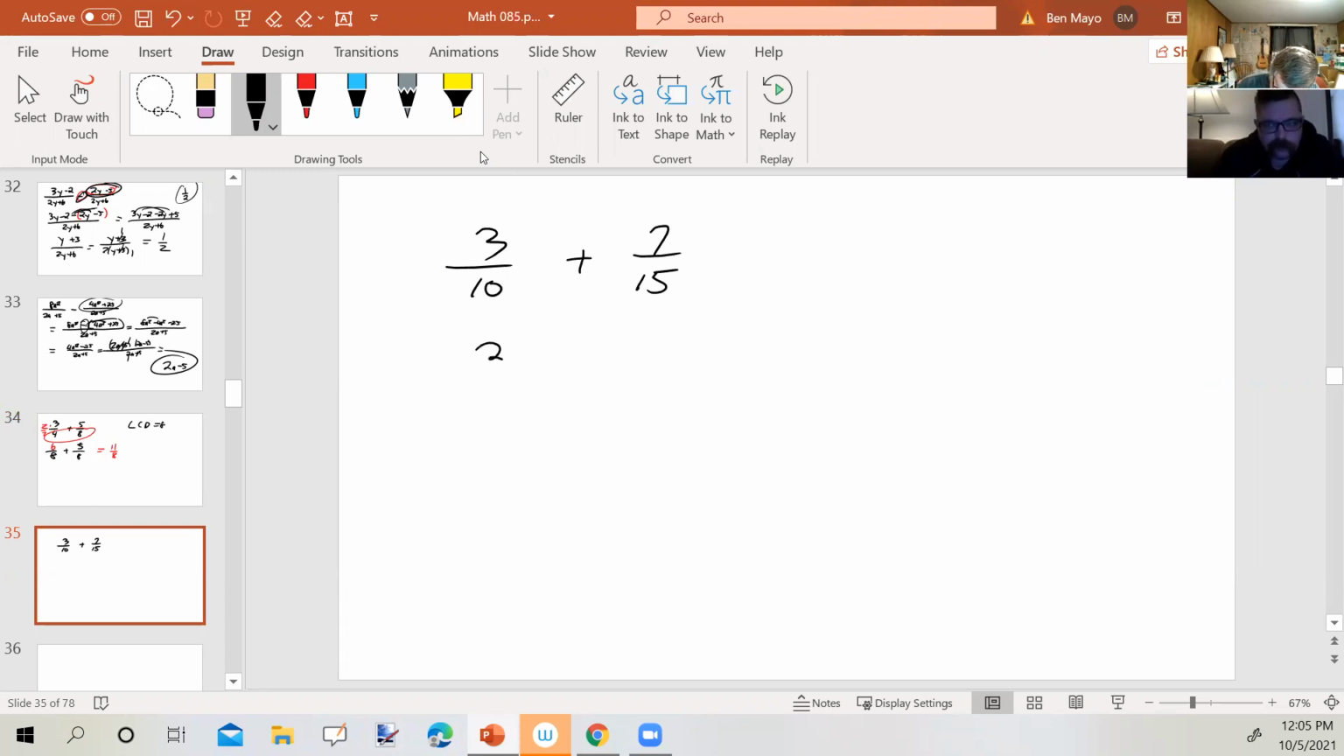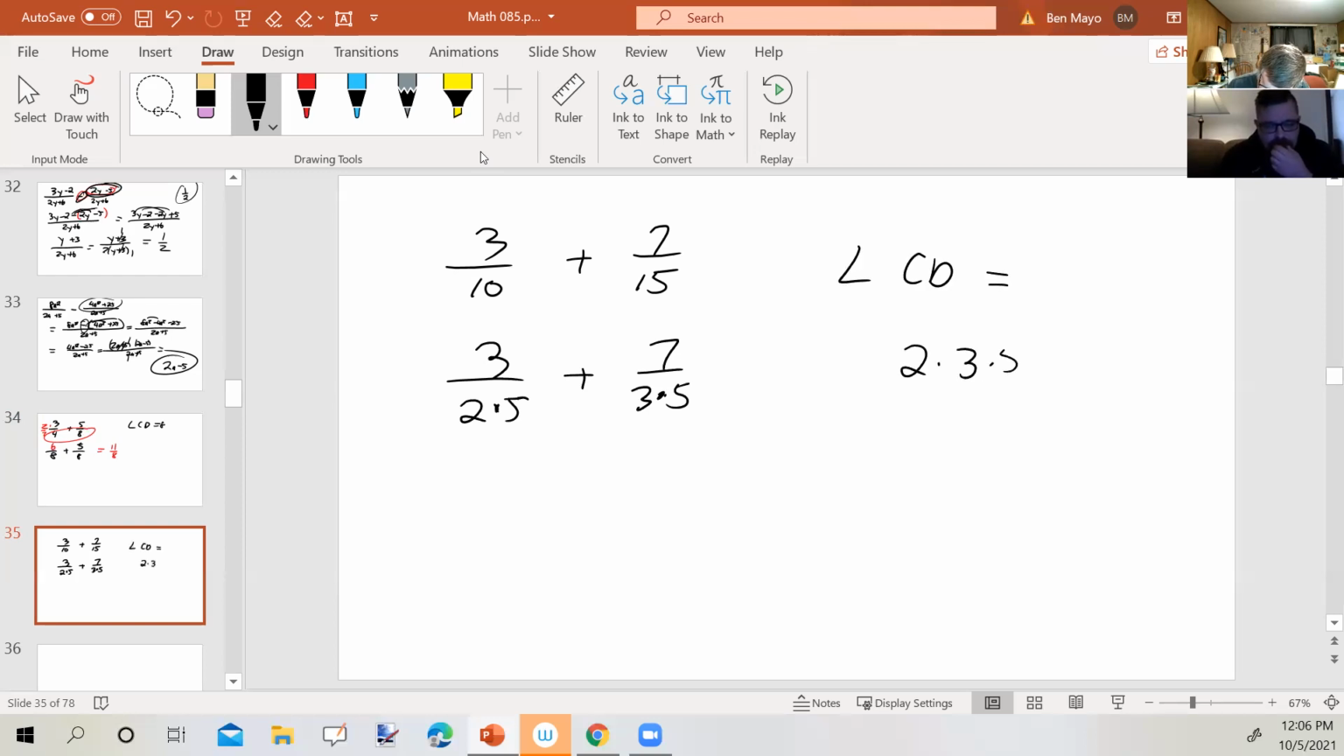What we're going to do is we're going to factor each denominator, okay? So 10 is 2 times 5. 15 is 3 times 5. The least common denominator is the product of the highest power of each prime factor within all of the denominators. So the LCD is 2 times 3 times 5, or 30.